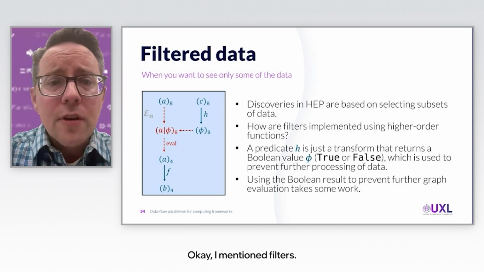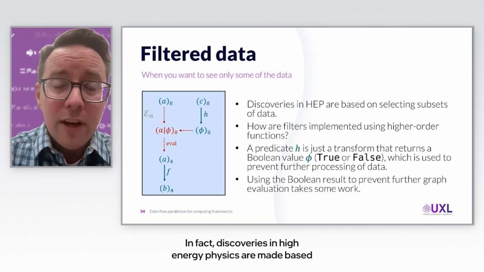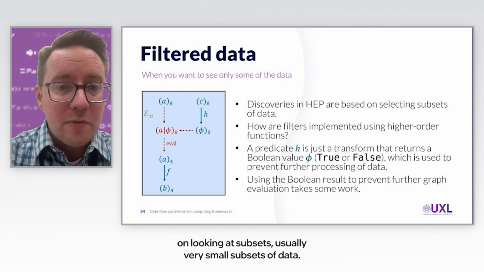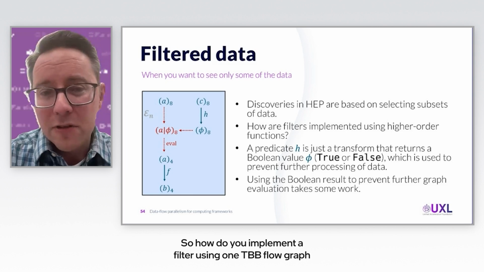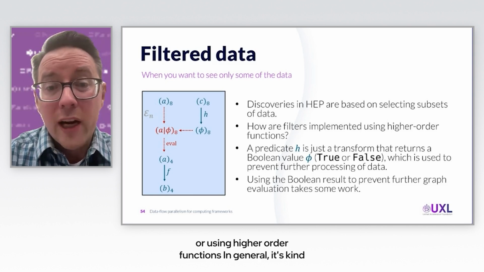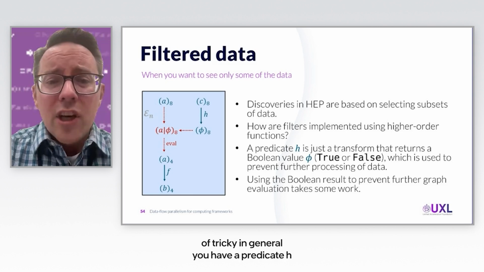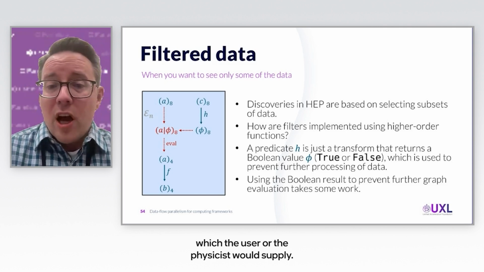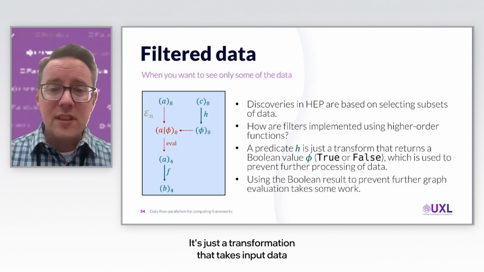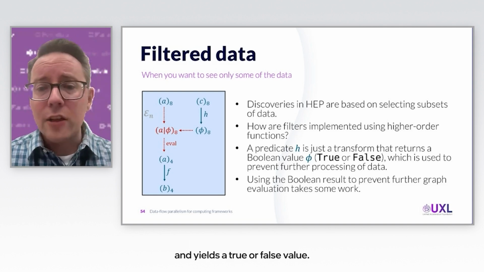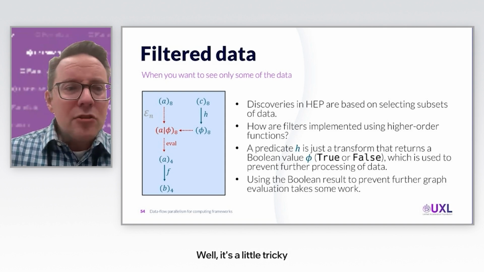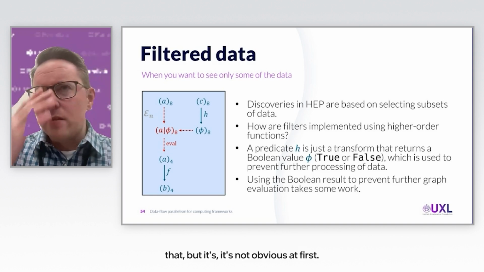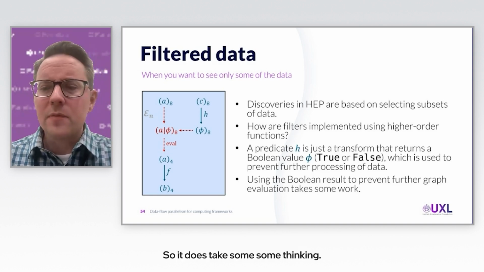Okay, I mentioned filters. We don't always want to look at all the data. In fact, discoveries in high energy physics are made based on looking at subsets, usually very small subsets of data. So how do you implement a filter using oneTBB flow graph or using higher order functions in general? It's tricky. In general, you have a predicate H, which the user or the physicist would supply. It's just a transformation that takes input data and yields a true or false value. But how are you actually going to use that? Well, it's a little tricky. And this graph actually does show how you can go about doing that, but it's not obvious at first. So it does take some thinking.